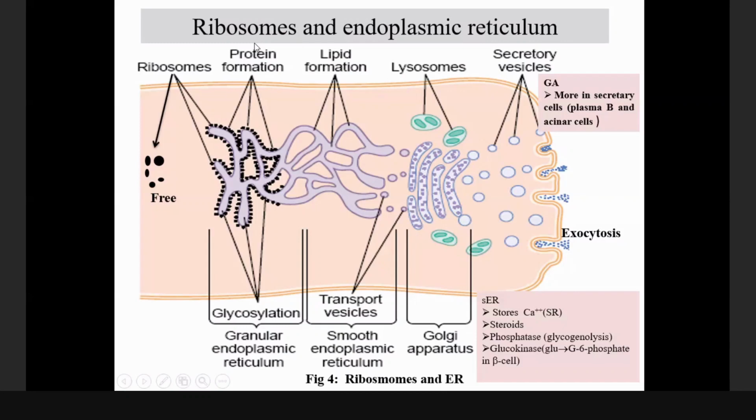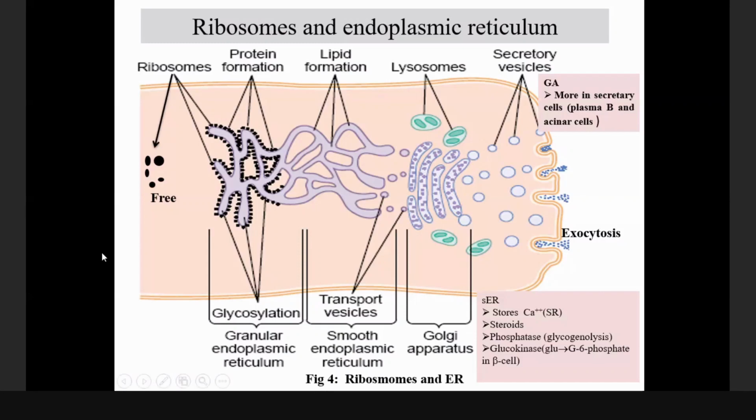Both the free and the bounded ribosomes are very important to synthesize what? Proteins, because amino acids are sequenced on ribosomal RNA. You can have messenger RNA, transfer RNA, and ribosomal RNA. Ribosomal RNA is found in the ribosomes, where the actual amino acids are sequenced. Then you can have polypeptides, and those polypeptides are proteins.